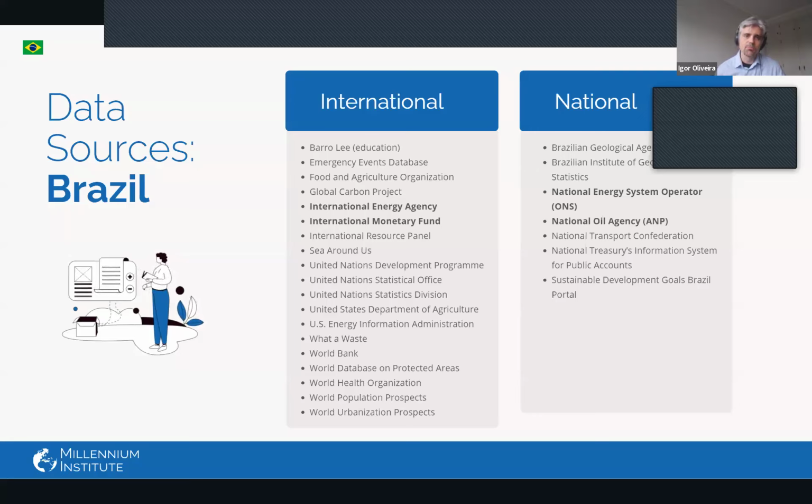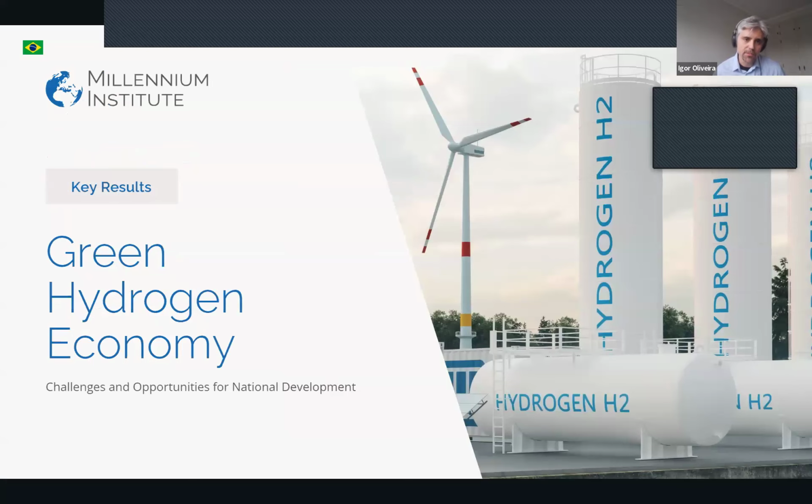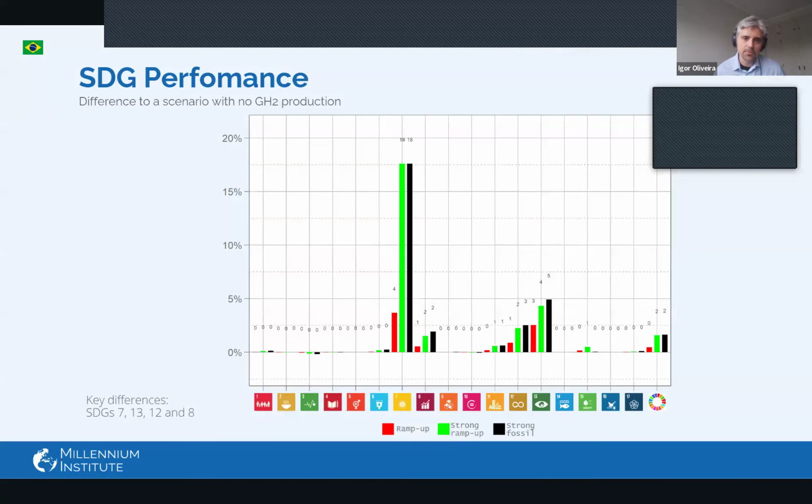So that gives you perhaps an idea of the type of work, the extent of the work that we have to do in acquiring and processing this data. So a little bit of the results that we managed to derive from that, right? So we can see, for instance, across the 3 scenarios, the scenarios that I just explained, what is the performance of each of the SDGs, right?